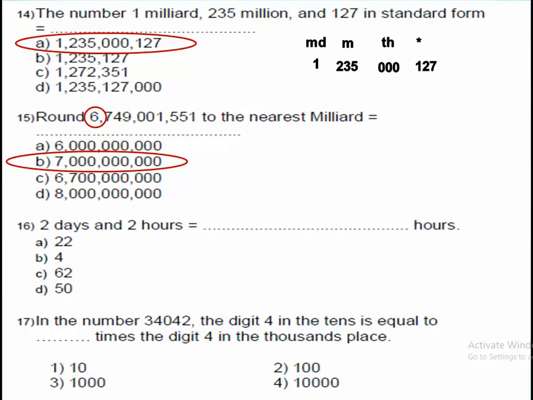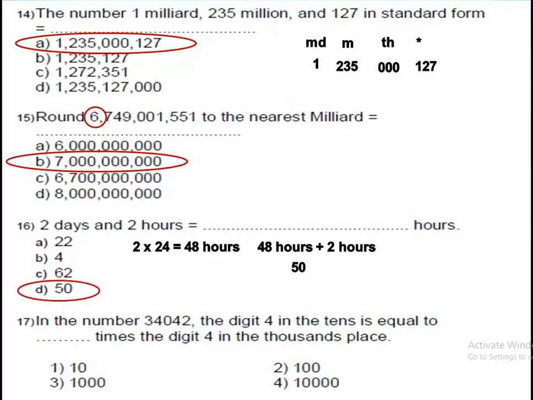2 days and 2 hours. We know that to convert from days to hours, multiply by 24. So 2 times 24. 4 times 2 equals 8, and 2 times 2 equals 4. It will be 48 hours, plus 2 hours. It will be 50 hours.